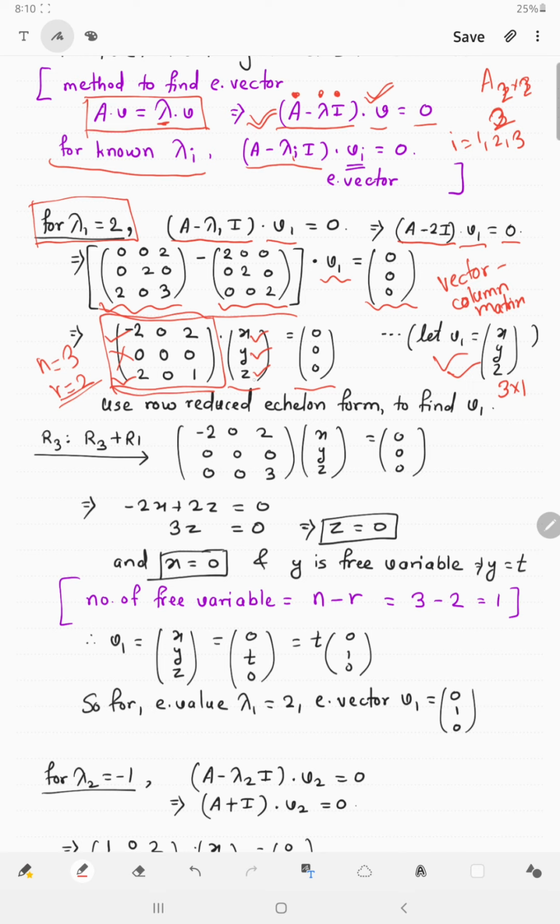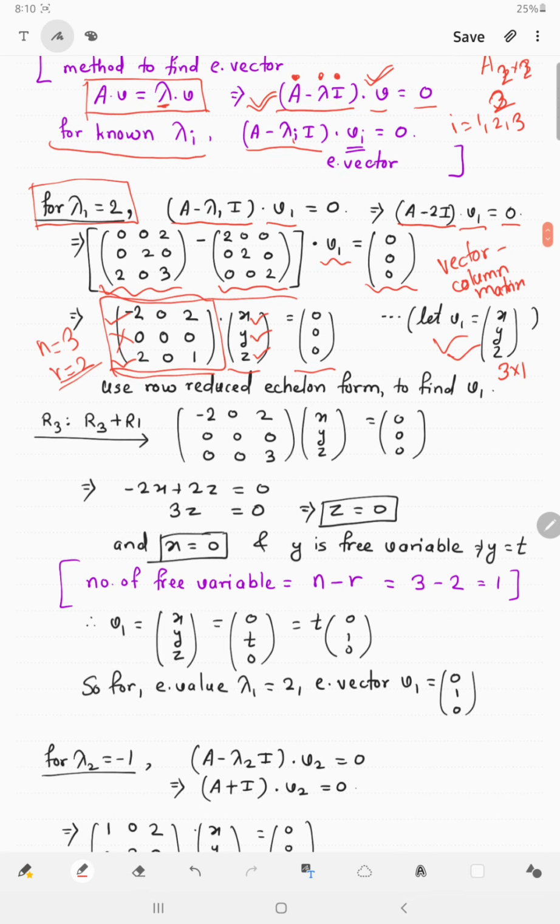Now we have to reduce this matrix into row reduced echelon form for simplicity of calculation. How to reduce this? The entries below the diagonal should be 0. Here this entry is 0, this entry is 0, this entry is 0, but this entry is not 0. So I have to make this entry 0. How to do it? I make an operation on r3, that is r3 plus r1.